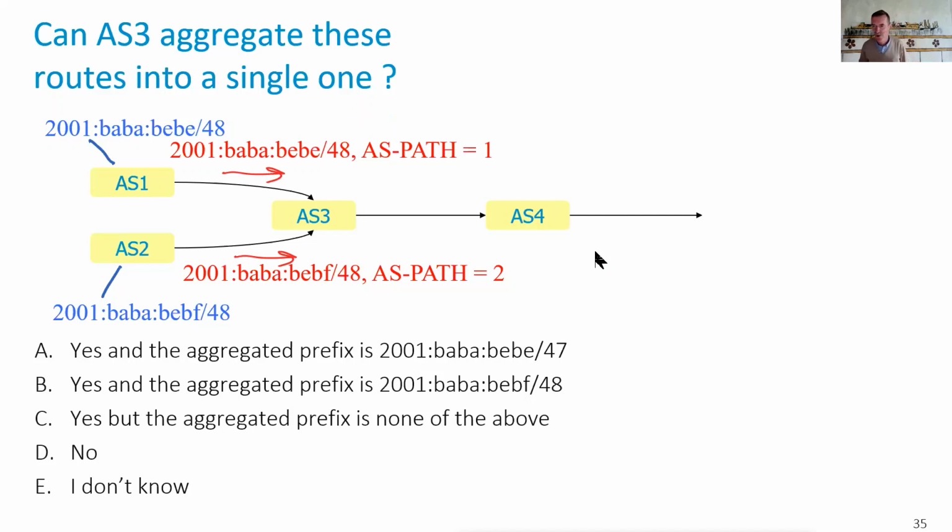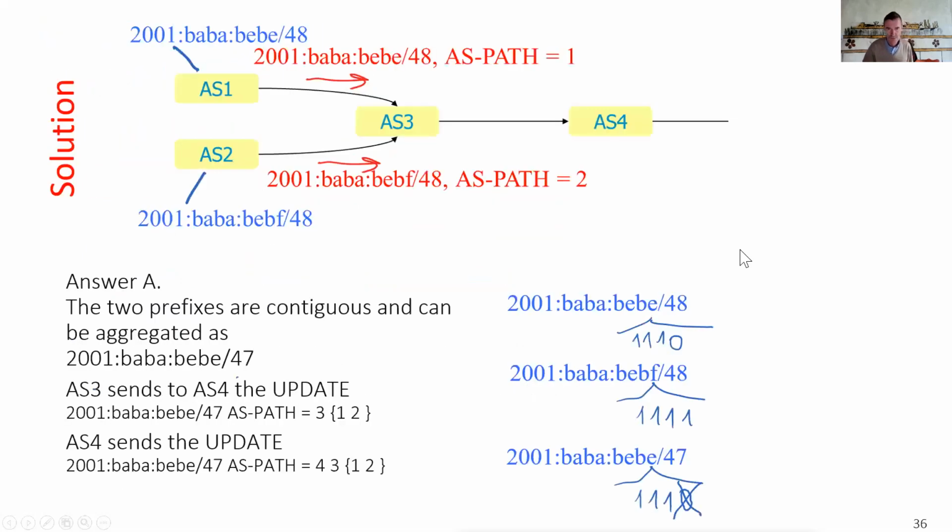I close the poll in a few seconds. And the majority says A, which is the correct answer. The two prefixes are contiguous. This is the necessary condition. You can aggregate prefixes that are only contiguous.